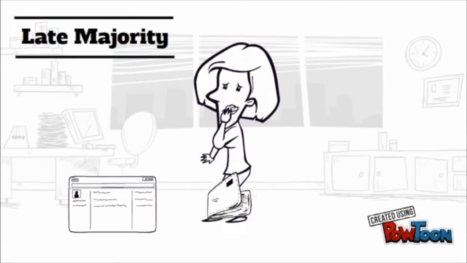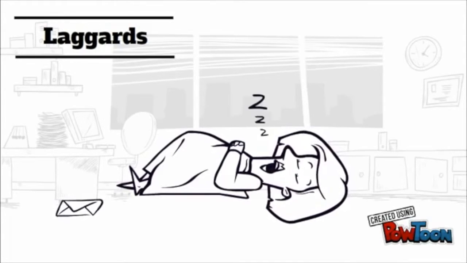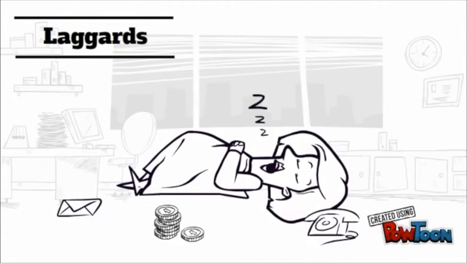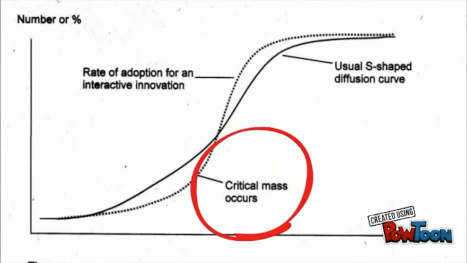Laggards. Oh boy, they adopt an innovation last. They show little to no opinion leadership, focus on traditions, have lowest social status, least money, are the oldest, and in contact with only family and close friends. Within the adoption curve, at some point the innovation reaches critical mass. This is when the number of individual adopters ensures that the innovation is self-sustaining.